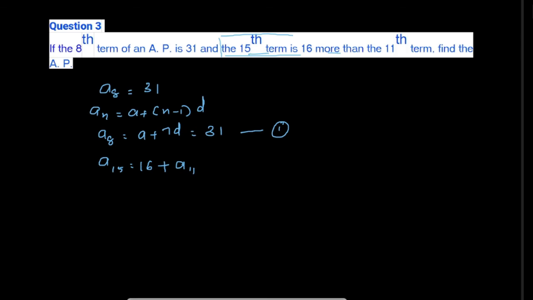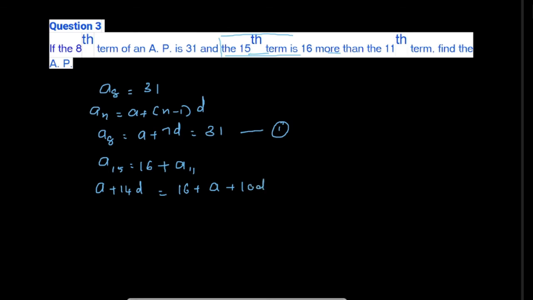What is A15? All of you know that An is equal to A plus n minus 1 into D. So A15 is equal to A plus 14D, right, children? 15 minus 1 is 14. So A plus 14D is equal to 16 plus A11, and A11 is A plus 10D.